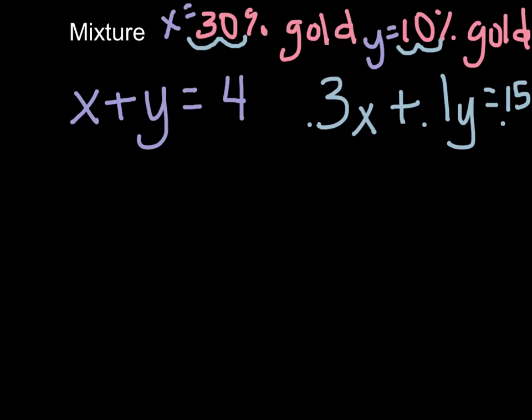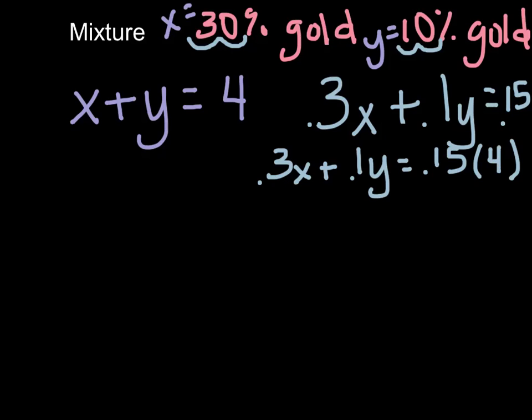And I'm going to rewrite this underneath because I really want you to see this. So we have 0.3x plus 0.1y is equal to 15%, which is 0.15, of whatever amount you want. Well, the amount that he's making is 4, so that would be 0.15 of 4, or times 4. So that's how I would write it.